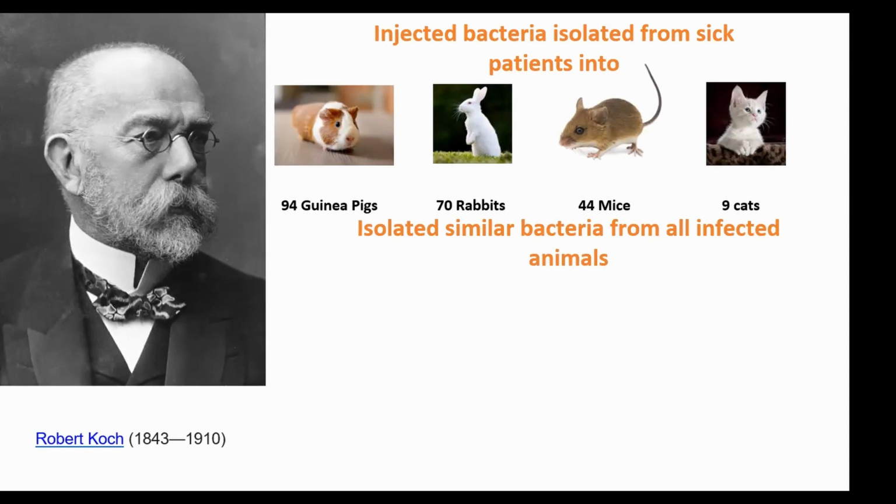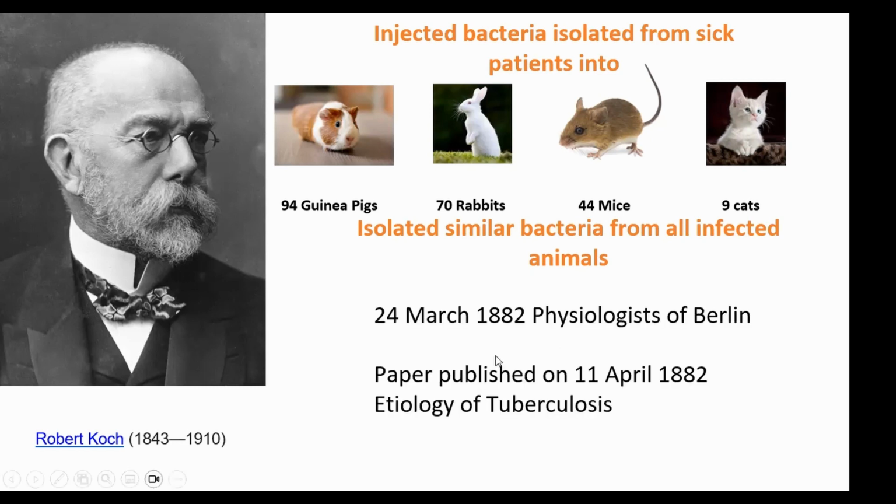However, when he traveled from Göttingen to Berlin to speak to Professor Virchow, who was the chairman of pathology, he was thrown out of his room. So on 24th March 1882, he spoke to the physiologists of Berlin. The paper was subsequently published on 11th April 1882 about the etiology of tuberculosis.